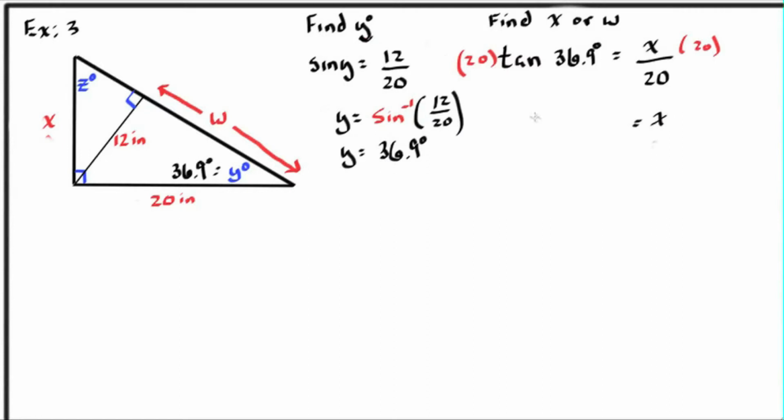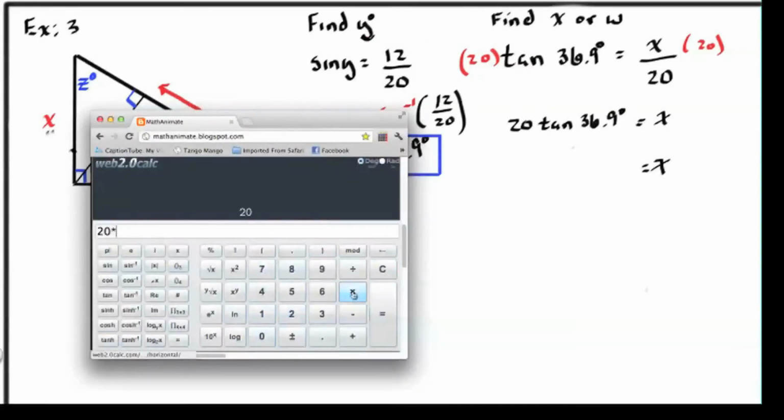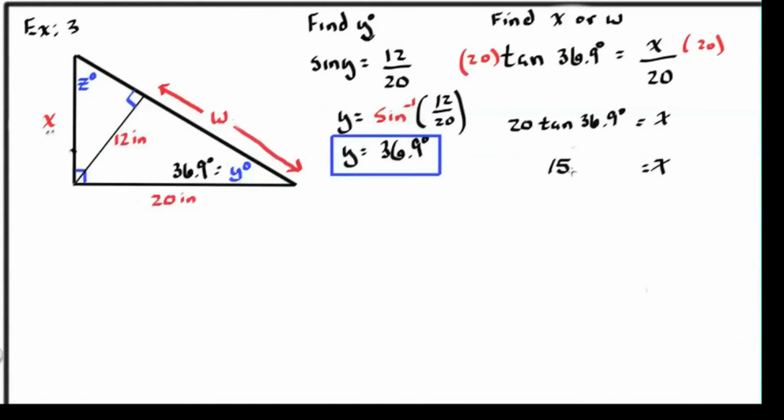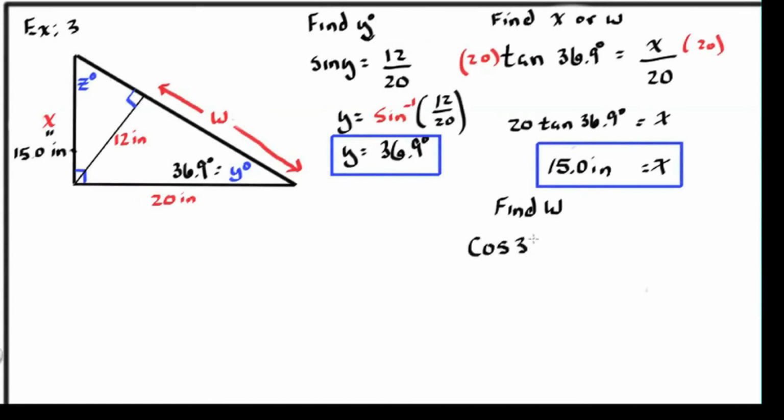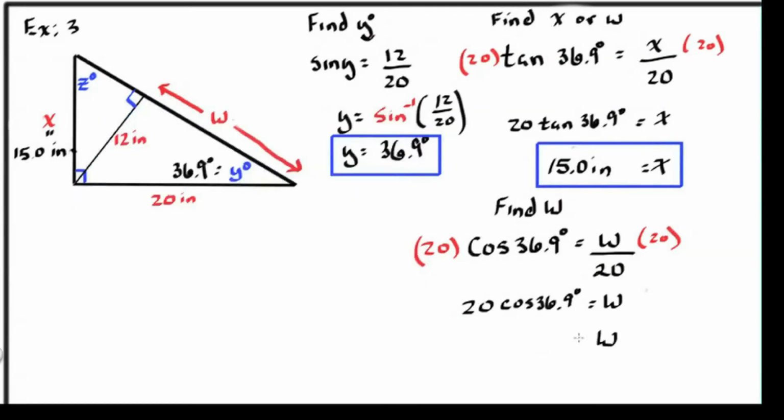I'll go for x using the tangent. And we get 15.0 inches. We can find w now. We could use Pythagorean theorem, or we could use sine or cosine. We'll go with cosine. If we use cosine, it's a little bit easier because the unknown w is in the numerator, not in the denominator that it would be for tangent.